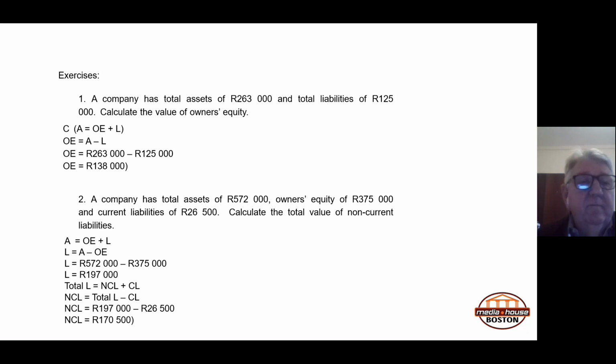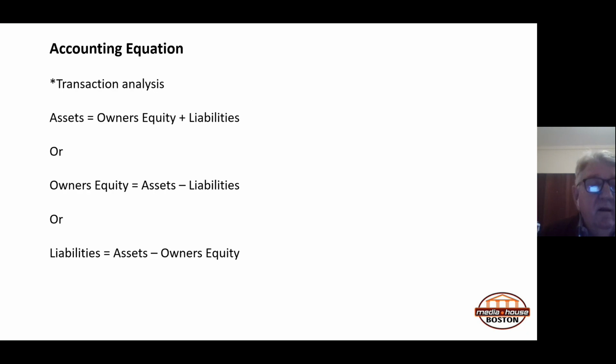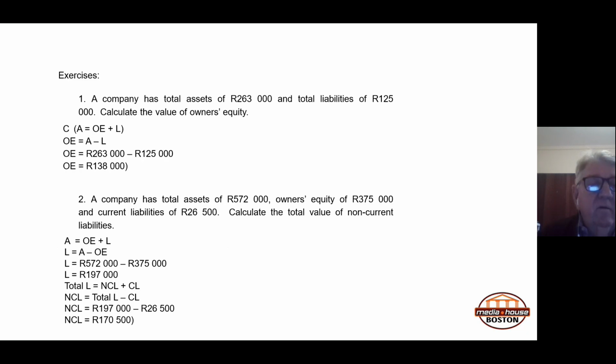Okay, so let's have a look at this one. A company has total assets of 263,000 and total liabilities of 125,000. Calculate the value of owner's equity. Okay, so we have seen owner's equity is equal to assets minus liabilities. So there we go. Owner's equity is the 263,000 minus the liabilities of 125,000. And that will give us owner's equity of 138,000.